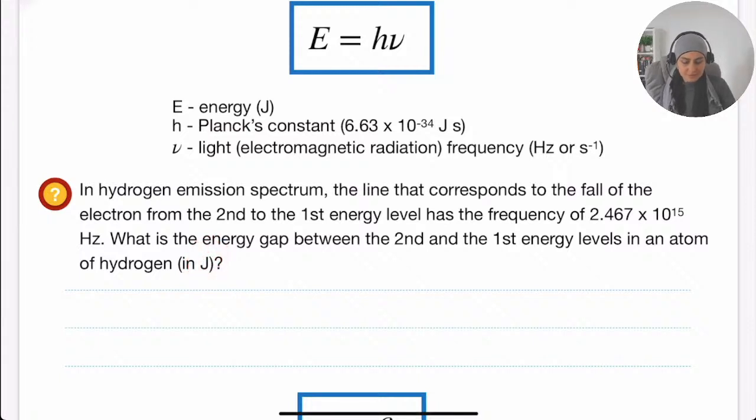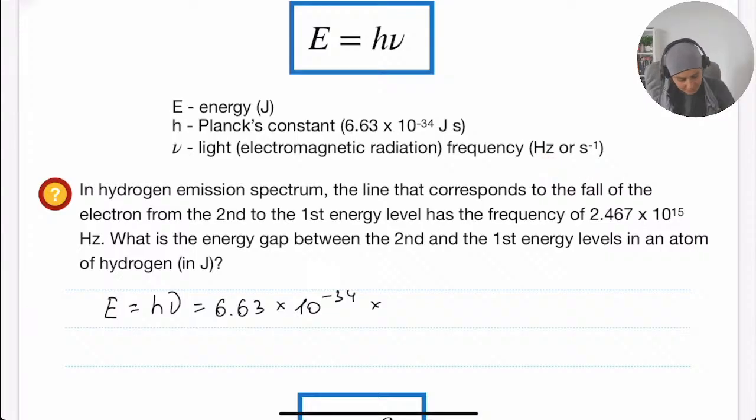Remember, whenever you're using Planck's constant, you can always double check the units in the data booklet, and the constants are given there in table 2. Since Planck's constant is in joules times second, the energy that you get from this formula would be in joules. Let's calculate it. We need the energy gap between the second and first levels, and we know the frequency for that line. So it's Planck's constant times frequency: 6.63 times 10 to the negative 34 times the frequency in hertz, or seconds to the minus 1. The units are correct, so I don't have to do any conversions.